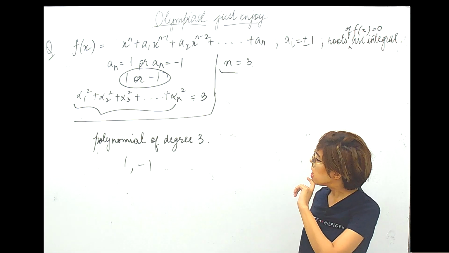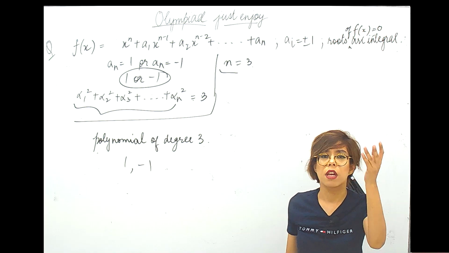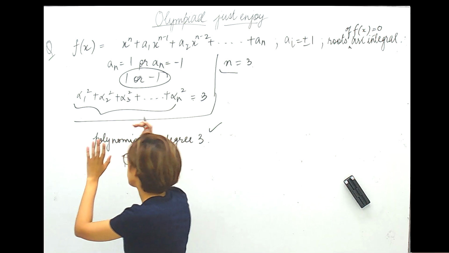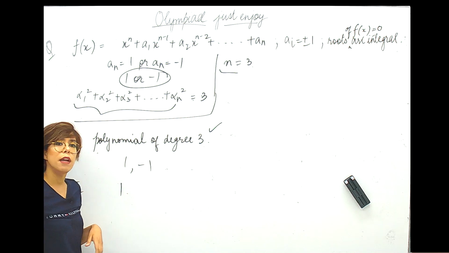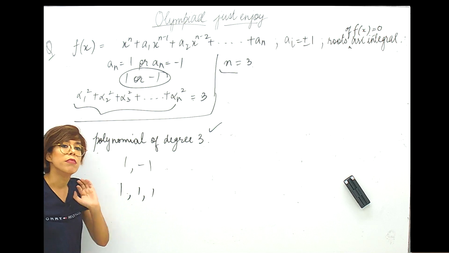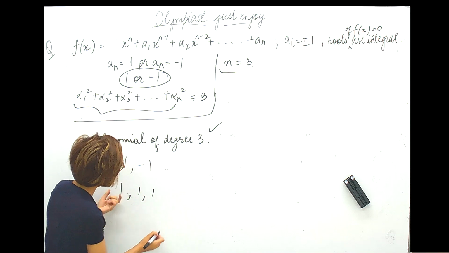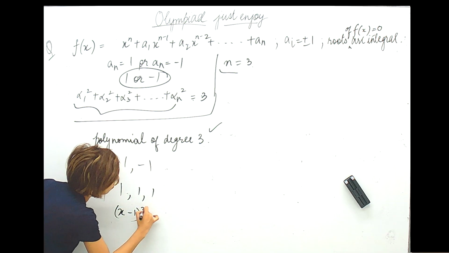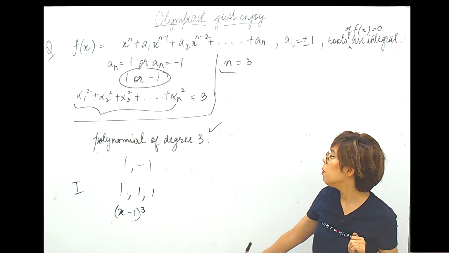You need to write the polynomials. The zeros can be either 1 or -1, and the degree is 3. Right? Let's try the first possibility. Suppose I take the zero 1 and make its multiplicity 3. So I have made the multiplicity 3. What polynomial will I get from here? Yes, x minus 1, x minus 1, x minus 1, as in (x minus 1) cube. Right? Is this the required polynomial?